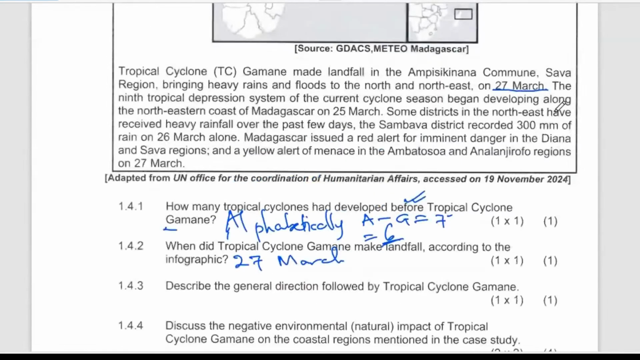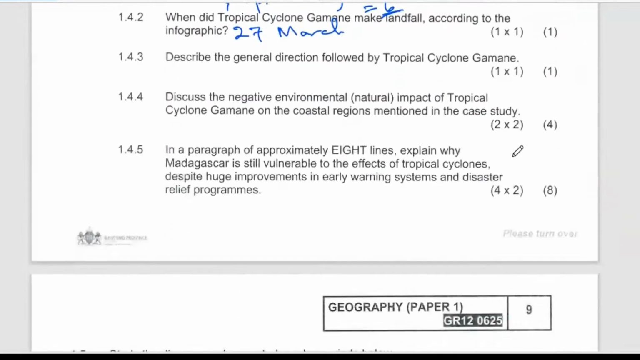study. Right, if we try to check the impact here on the coastal areas, it says began developing along the northeastern coast of Madagascar. Some districts in the northeast have received heavy rainfall over the past few days. So we are looking at the impact of heavy rainfall on the natural environment. How does it impact? Discuss the negative environmental or natural impact of tropical cyclone Khamani on the coastal regions. Right. Because of the heavy rainfall, we can have the risk of flooding of the coastal areas, which is going to affect the natural environment.